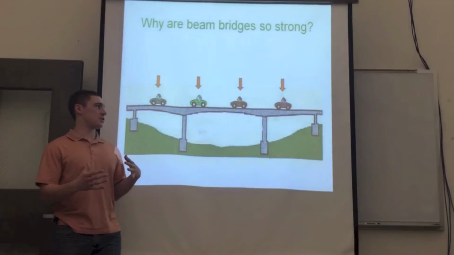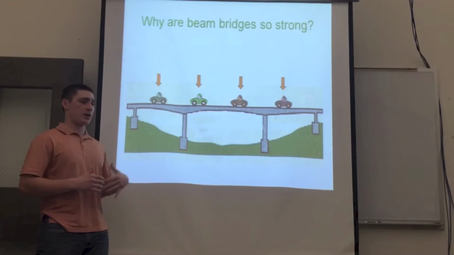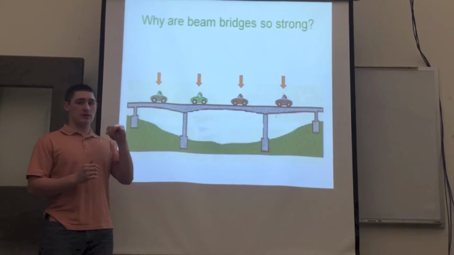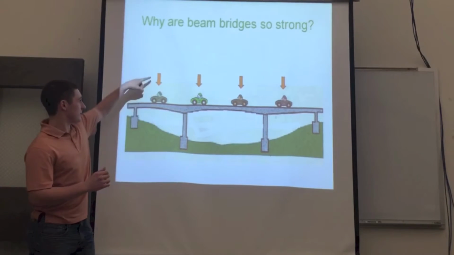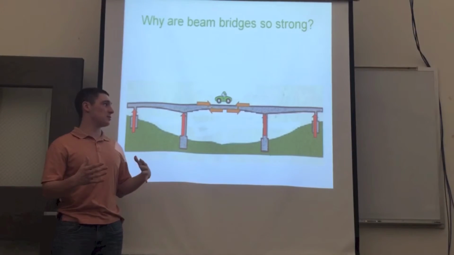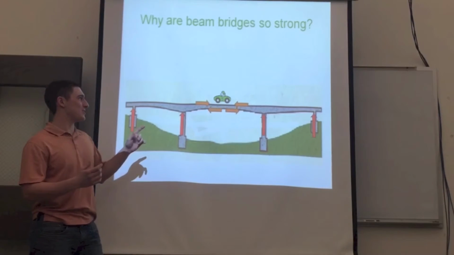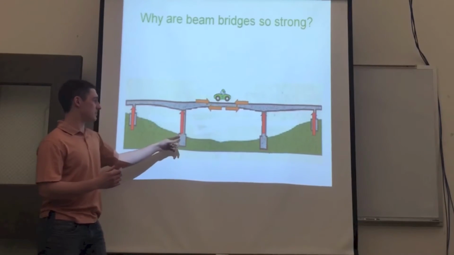So if you think about a bridge, let's say we're going over a body of water, there's going to be cars going across it, and cars weigh a lot. So the force of the car's weight is going to push down, like these arrows are showing, onto the beam deck. So something's going to have to resist that force. And in the case of a beam bridge, it's the piers.